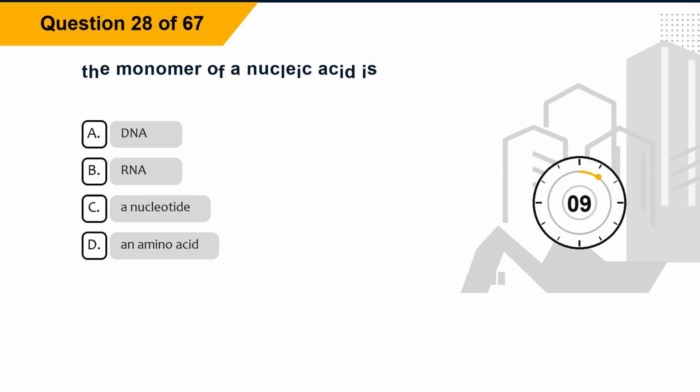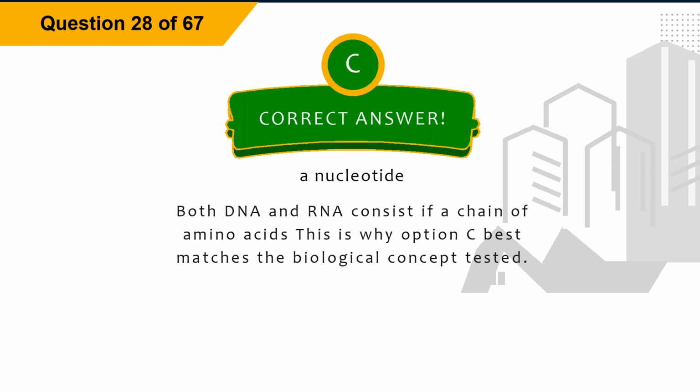Question 28. The monomer of a nucleic acid is option A, DNA, option B, RNA, option C, a nucleotide, option D, an amino acid. The correct answer is option C, a nucleotide. Explanation. Both DNA and RNA consist of a chain of amino acids.